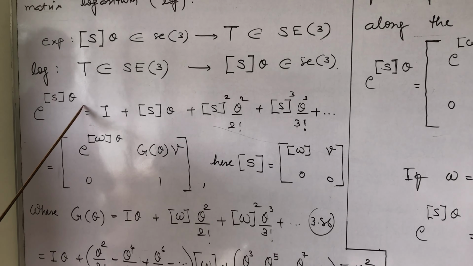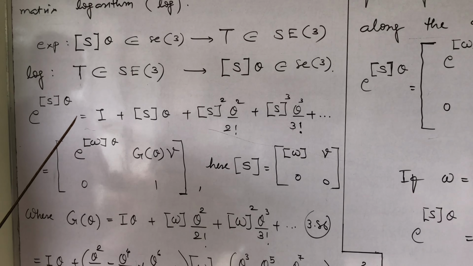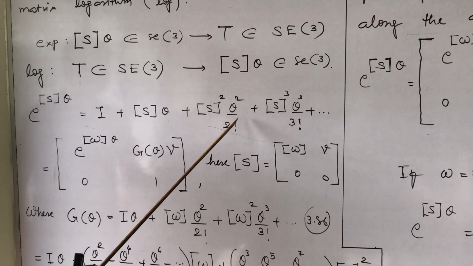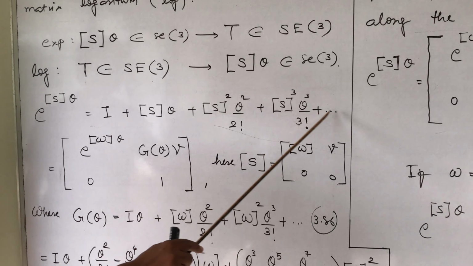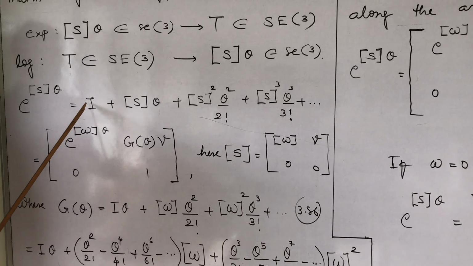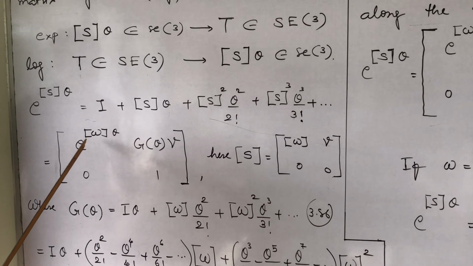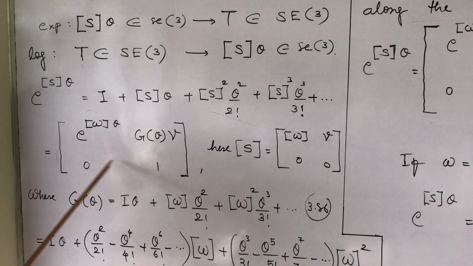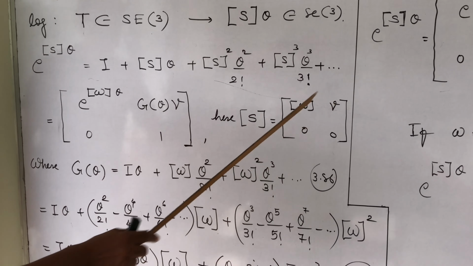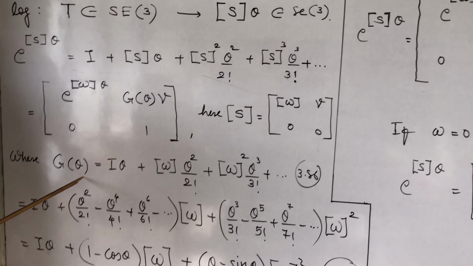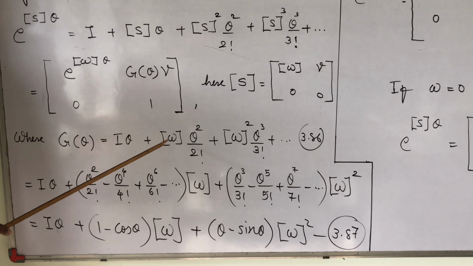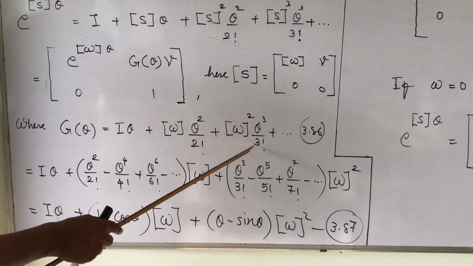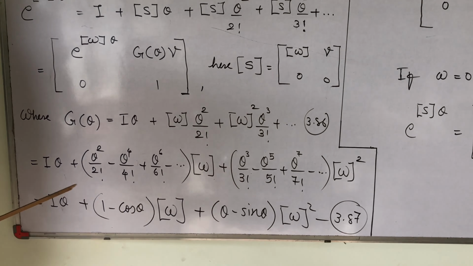e raised to S theta has an infinite series expansion: I plus S theta plus S squared theta squared by 2 factorial plus S cubed theta cubed by 3 factorial, and so on. This is represented as [e raised to omega theta, g of theta times v; 0, 1]. Here g of theta is I theta plus omega theta squared by 2 factorial plus omega squared theta cubed by 3 factorial plus, and so on. Equation 3.86.